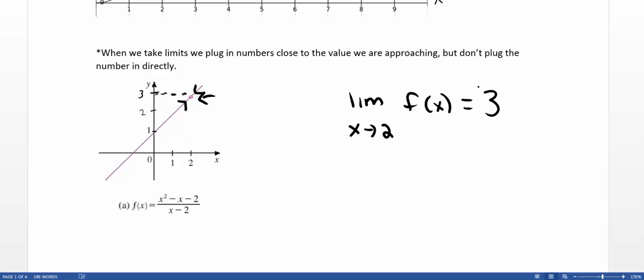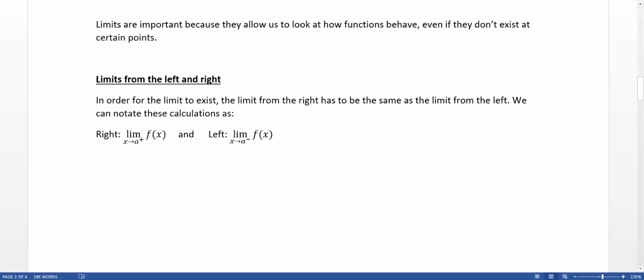This becomes really powerful when we have things like discontinuities or places where we would otherwise not be able to plug numbers in. Now, this idea that I'm looking at functions from both sides, the left and the right, is really important. So now let's summarize the important things we've talked about so far, and then let's do some examples. The important points so far are that limits are important because they allow us to look at how functions behave even if they don't exist. We could still take the limit even though the function didn't exist at that point. We could still see what we were approaching at that point.